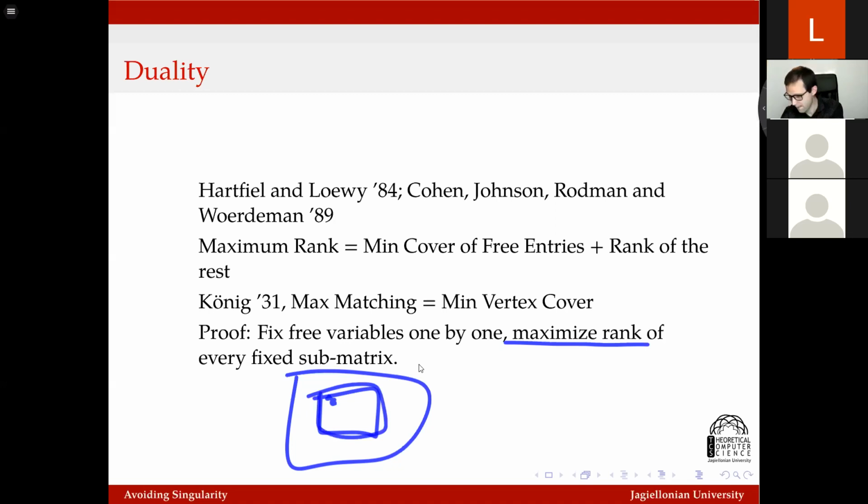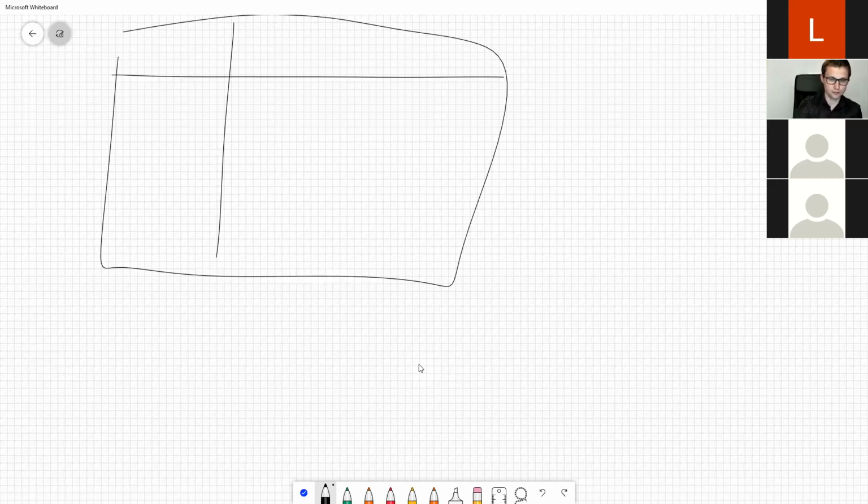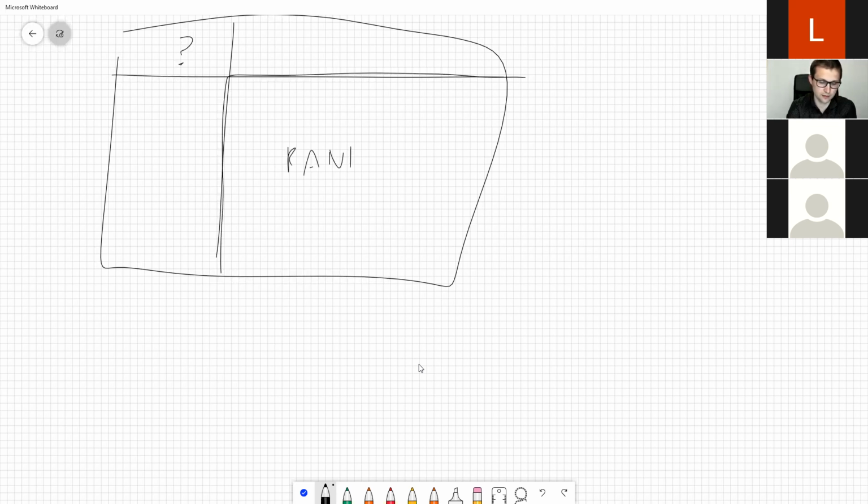And maybe it's nice to do it properly, because it will help later. So say that there is some matrix, and this is the last free variable. First we look at this submatrix, and we can say that the rank of this one is Q. Because we didn't make a mistake earlier, we know that this is the maximum possible rank of this submatrix.